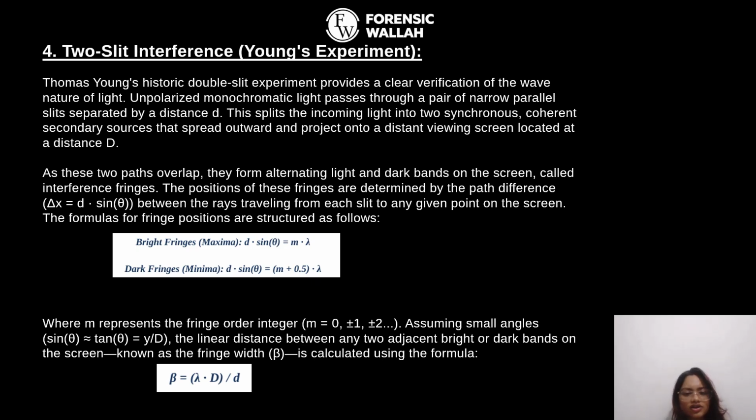So, our next topic is two-slit interference, that is Young's experiment. To prove this wave nature of light, Thomas Young performed his historical double-slit experiment in 1801. In this setup, unpolarized monochromatic light passes through a pair of narrow parallel slits separated by a small physical distance, that is d. This acts as an elegant way to split the incoming light into two highly synchronous, coherent secondary sources.